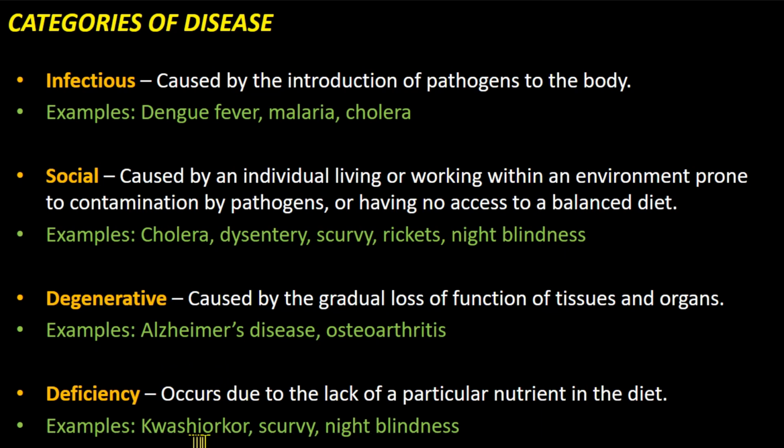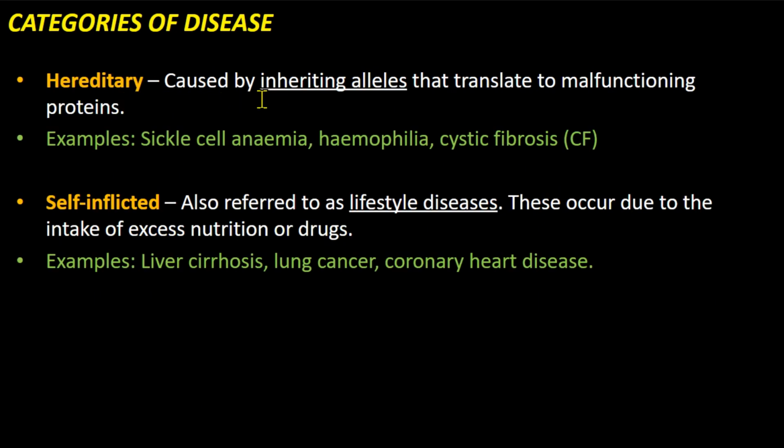Deficiency diseases occur due to a lack of a particular nutrient in the diet. So we have kwashiorkor, which is due to the lack of proteins, and scurvy and night blindness due to the lack of vitamins C and A. Hereditary diseases are caused by inheriting alleles, typically recessive alleles, that would translate to malfunction in proteins. Examples would be sickle cell anemia, hemophilia, and cystic fibrosis. All of these diseases you would have looked at in Unit 1.